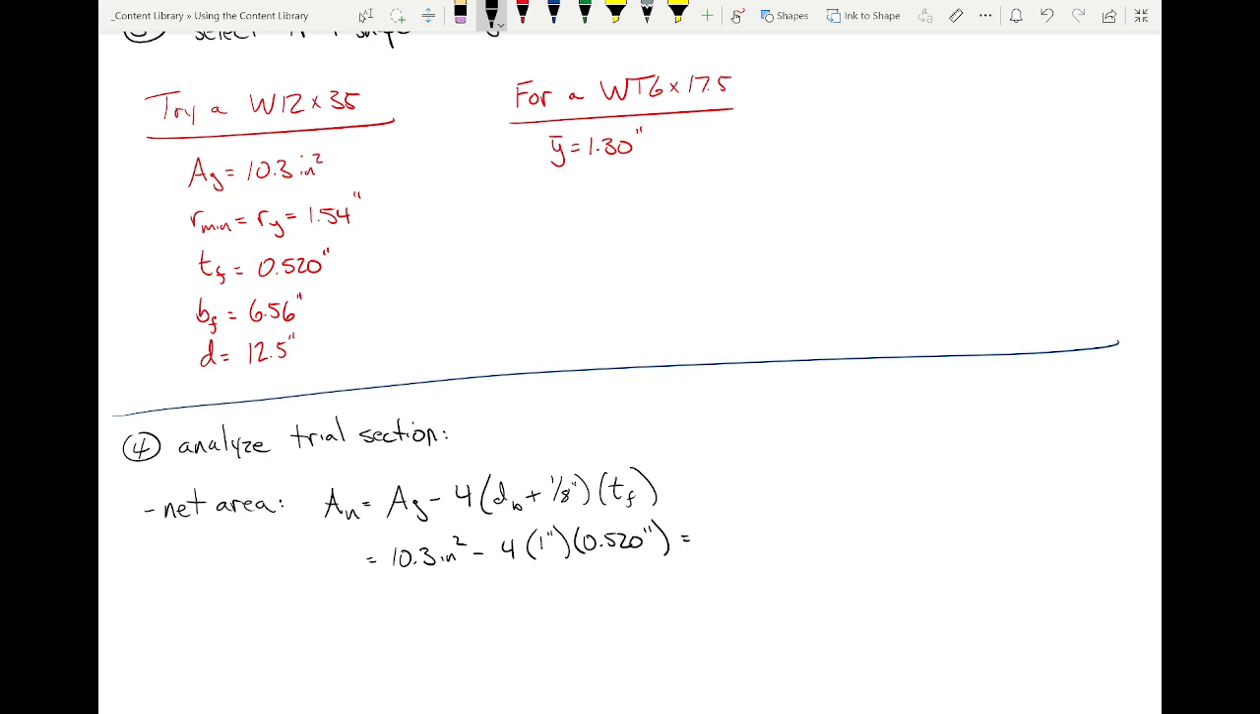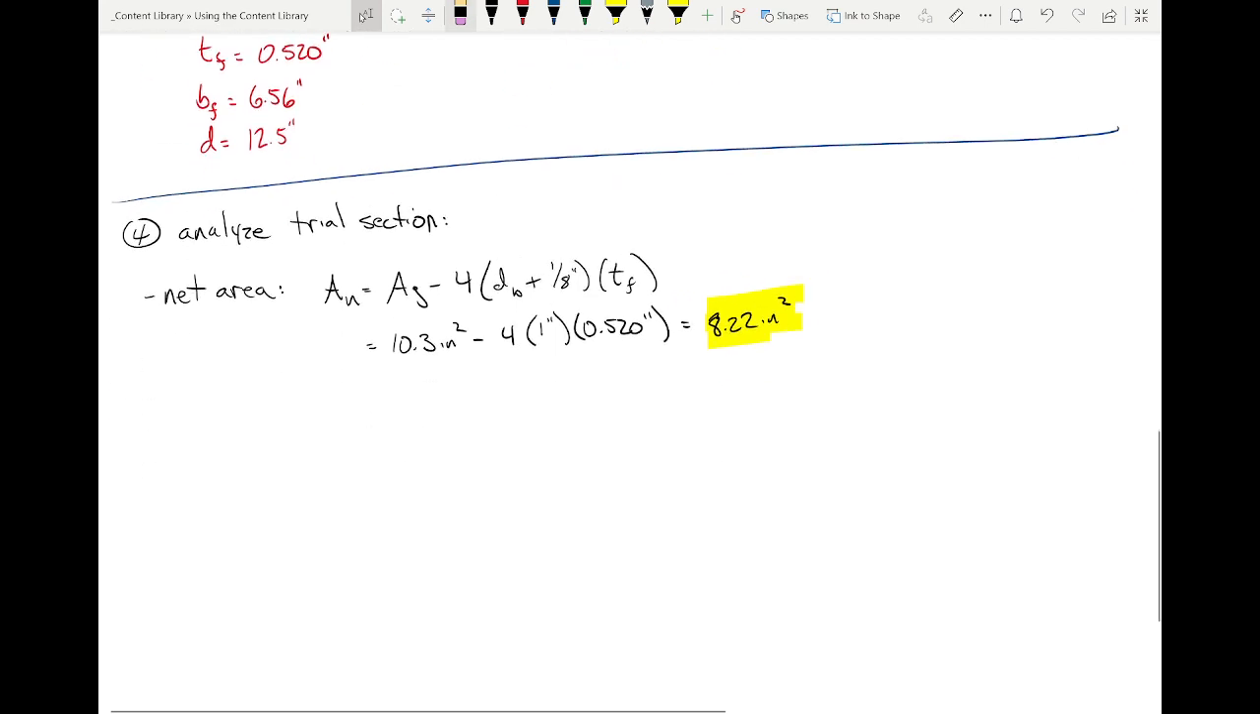What do we get for this? 8.22. Let me highlight this, just so I don't have to go on a hunting expedition later.